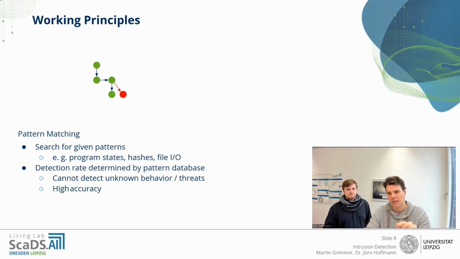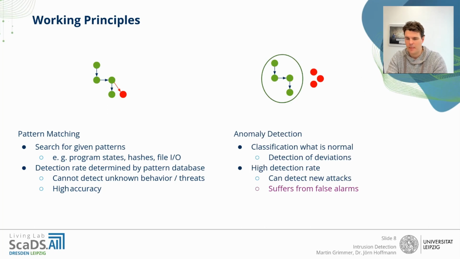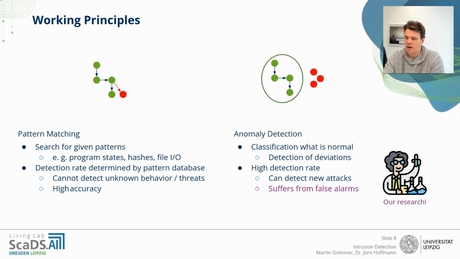We've chosen the other way around, which is called anomaly detection. In anomaly detection, we classify some behavior, some sequences as normal, and detect deviations which are outside of our cluster, of our class. It's determined here on the right side with the red dots. Anomaly detection-based systems usually also have a high detection rate. They can detect new attacks, but they usually suffer from false alarms. And this is our main aim in our research, to lower this false alarm rate.